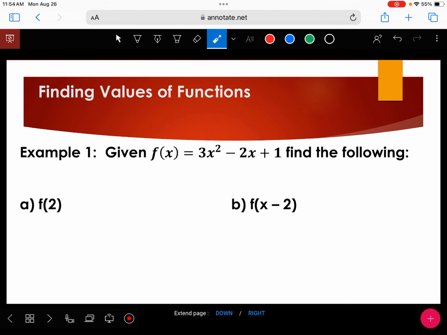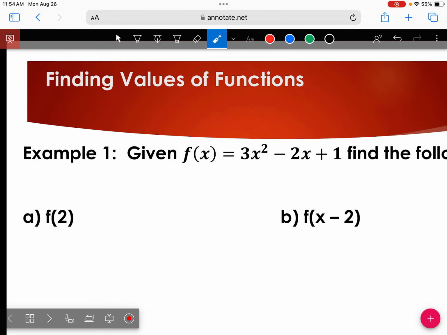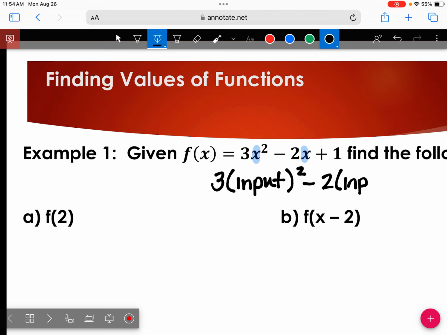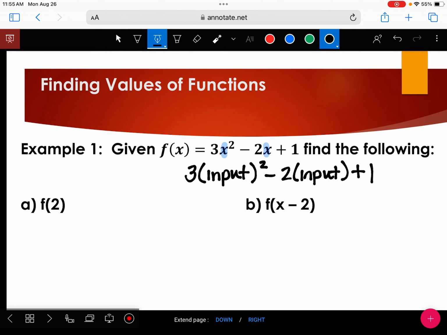All right, so for this one, this is our function. And what this is saying is we're going to take this x here represents our input. And we're putting in different inputs. So we have 3 times, and this is how they put it in the notes that you took on Friday, which is why I picked that video. We're just changing the different inputs. For the first one, the input is a 2.